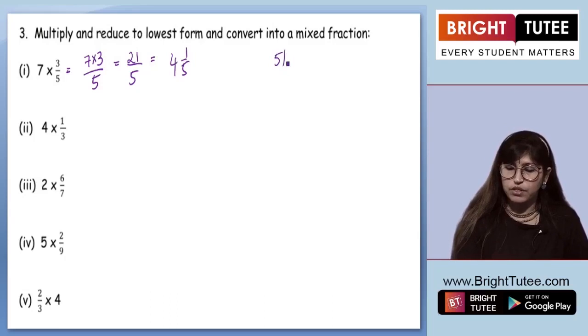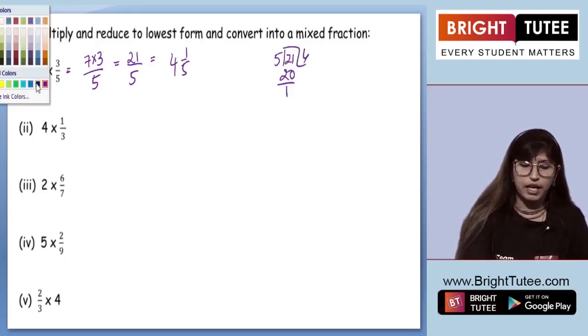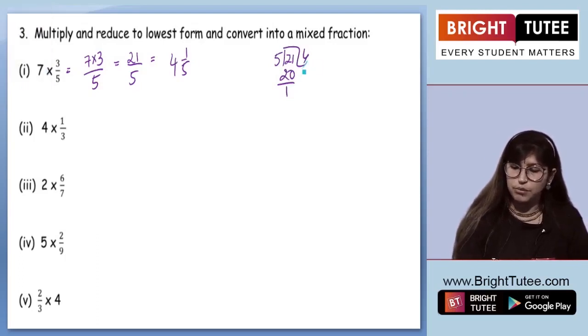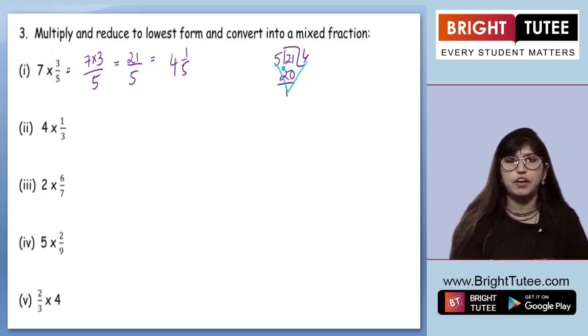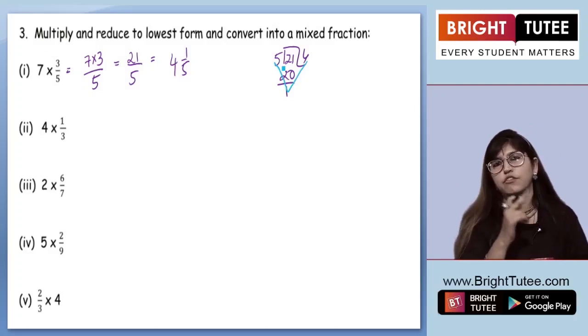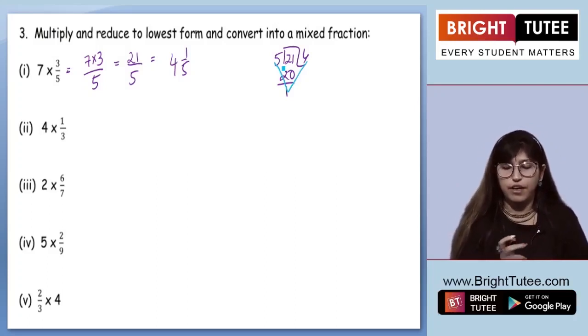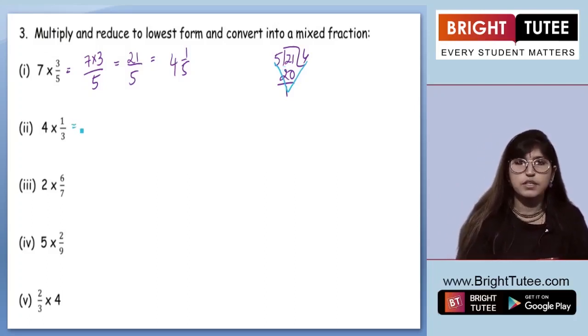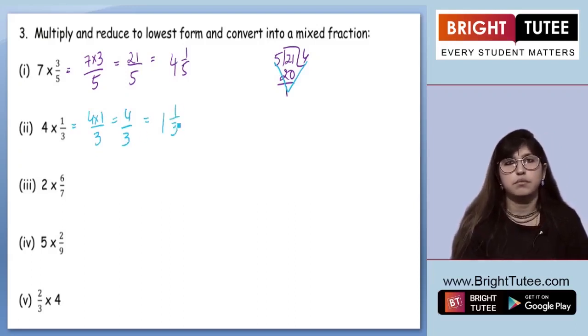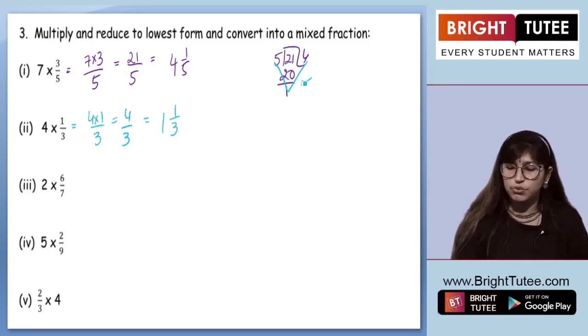Or we can solve it this way. 5 4s are 20, we are left with 1, so we start with 4 and take 1 by 5, which we can do from right to left. Now let's move on to the second part. 4 times 1 by 3 will be 4 by 3. And how do we convert it into a mixed fraction? Yes, 1 1 by 3. You can do it this way, which we did over here.